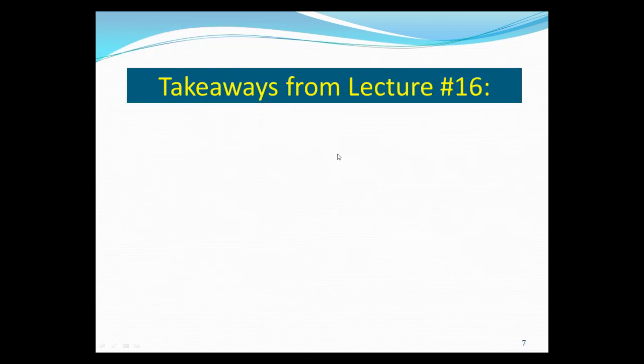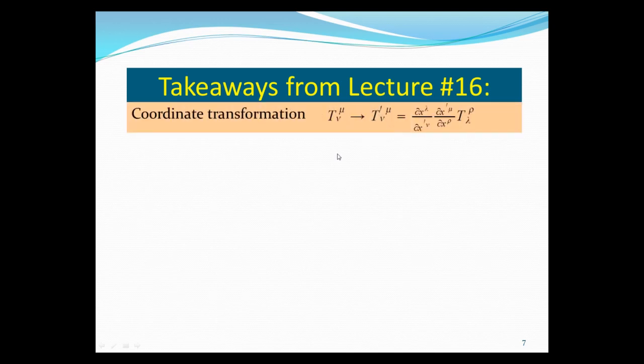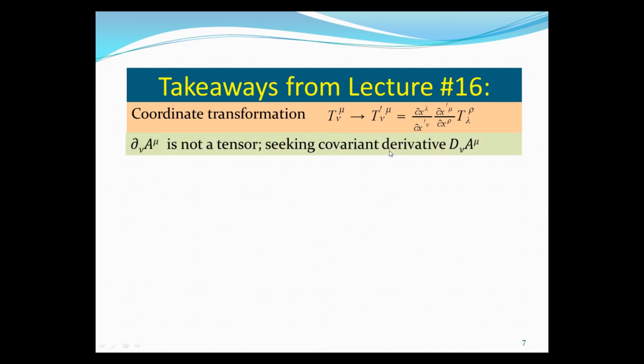Okay, takeaway from this lecture 16. We talk about general coordinate transformations, and in particular for a general tensor, here I illustrate with one contravariant index and one covariant index. Then for each index, I have a transformation matrix. For the contravariant index, I have dx'/dx, and for the covariant, I have dx/dx'. So the transformation can be written as partial derivatives. And we say the ordinary derivative is not a tensor. So therefore, we're looking for a derivative that is a tensor, which we call the covariant derivative.